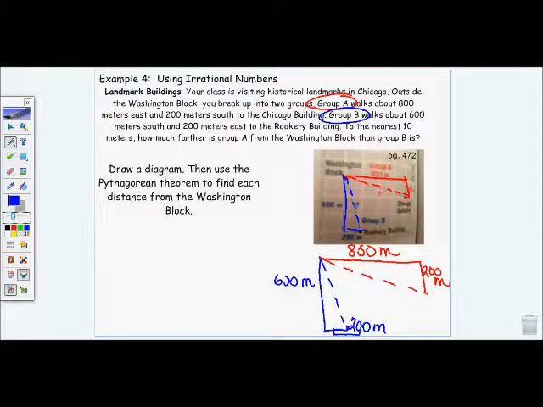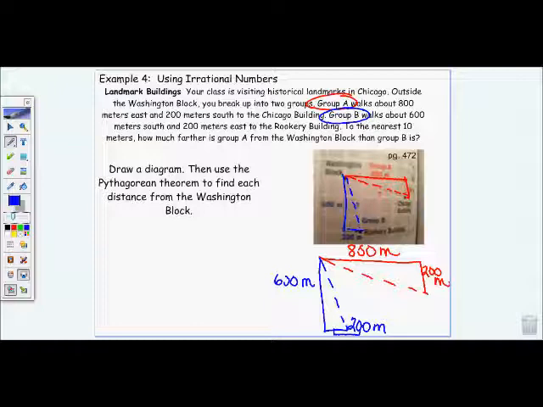And our last one, the scanning of this didn't work very good just because of the curve of the page, but this is from page 432, and this is talking about those irrational numbers. And we have a story problem. Your class is visiting historical landmarks in Chicago. That's not too far from us. Outside the Washington block, you break up into two groups.